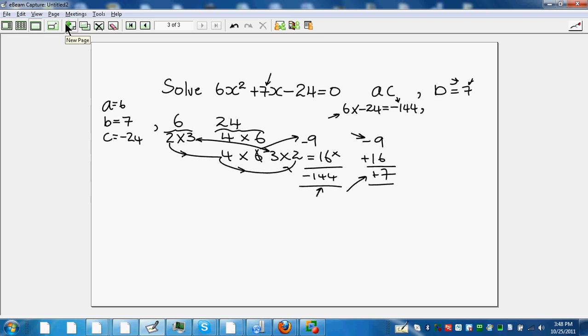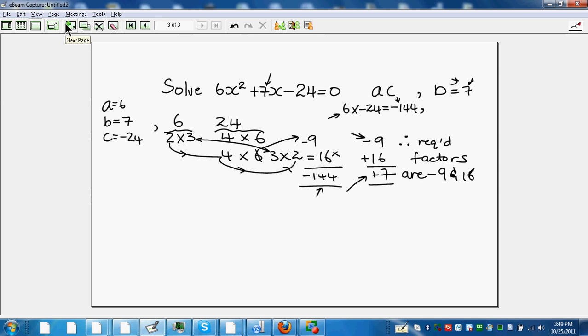So the required factors are negative 9 and positive 16. Okay, so that's the procedure we went through to get it. It's a little variation of what we did because the numbers were larger than we are accustomed to.